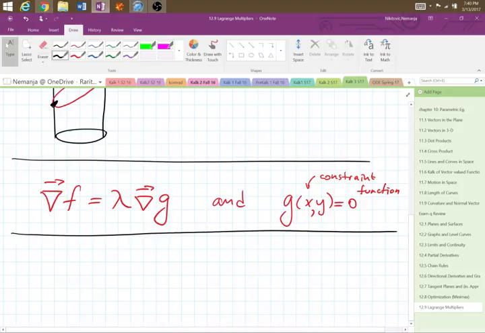Well, it has to live on it. Remember, the min and the max has to be on that equation. It happens on that, whether it's surface or line.